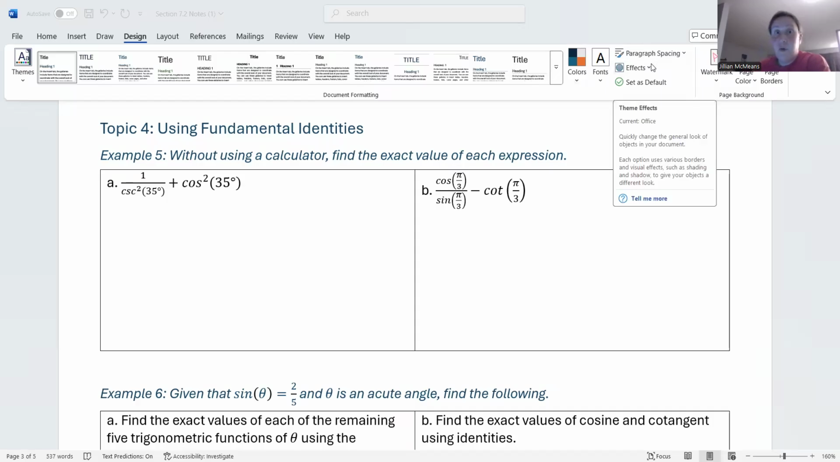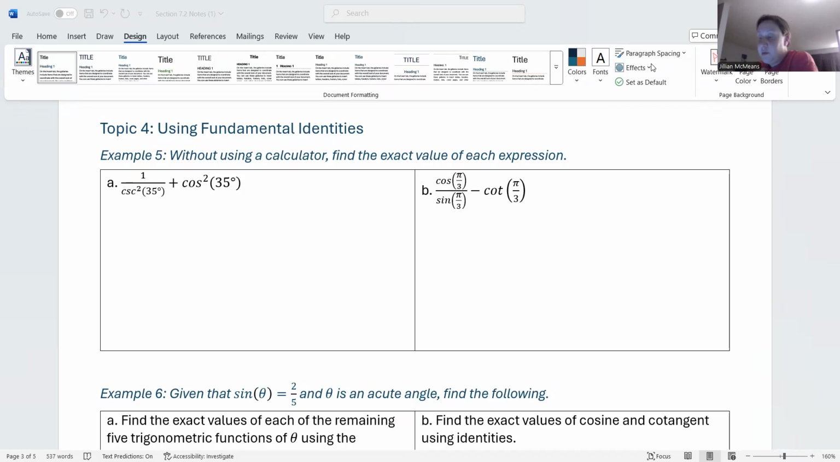Okay, for topic 4, we're going to talk about using the fundamental identities. I already told you that we have this packet of identities called the fundamental identities of trigonometry. That's the reciprocal identities, the quotient identities, and the Pythagorean identities. In some cases, we'll need to use them because by understanding these identities, we can simplify things very beautifully.